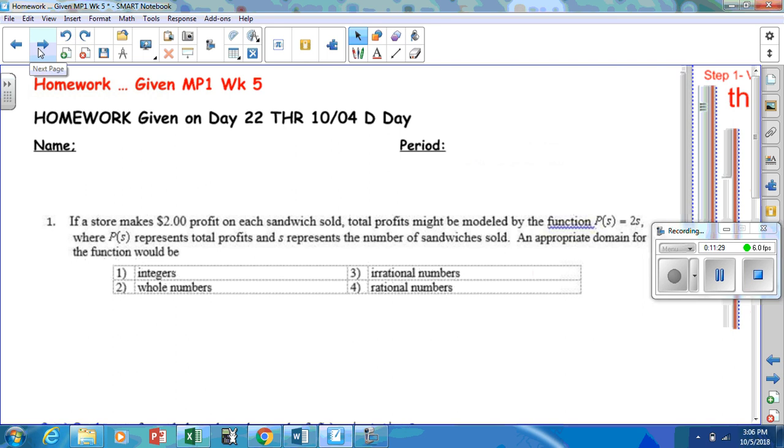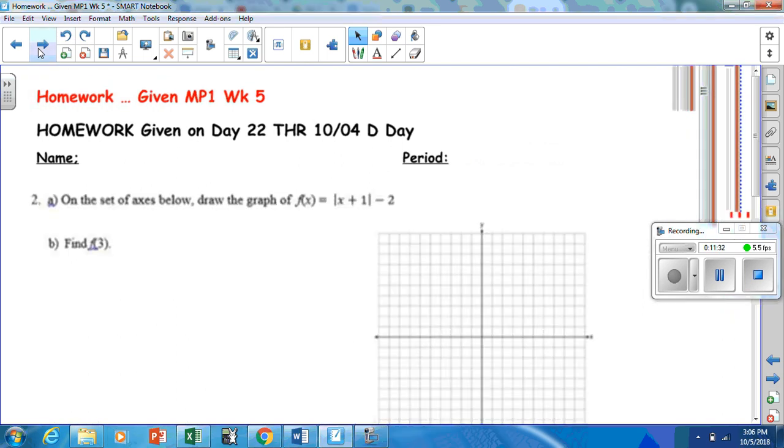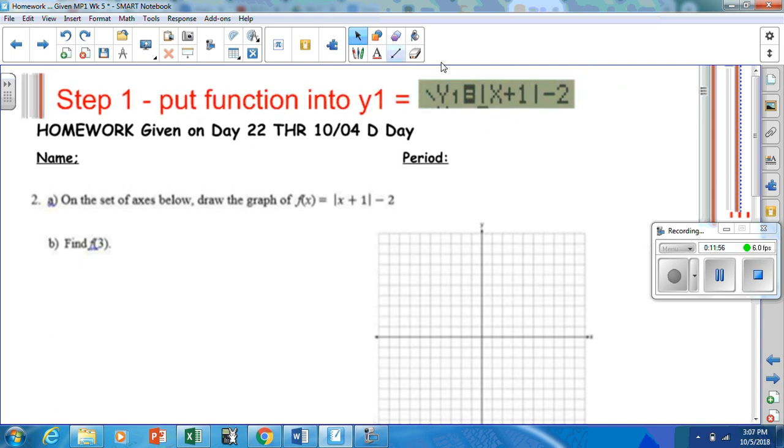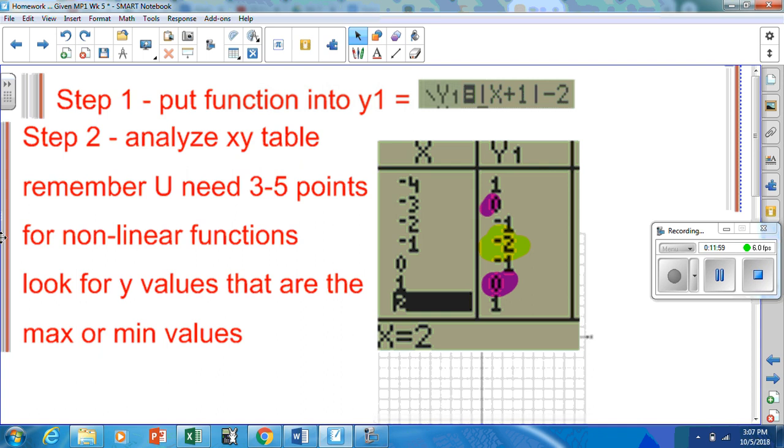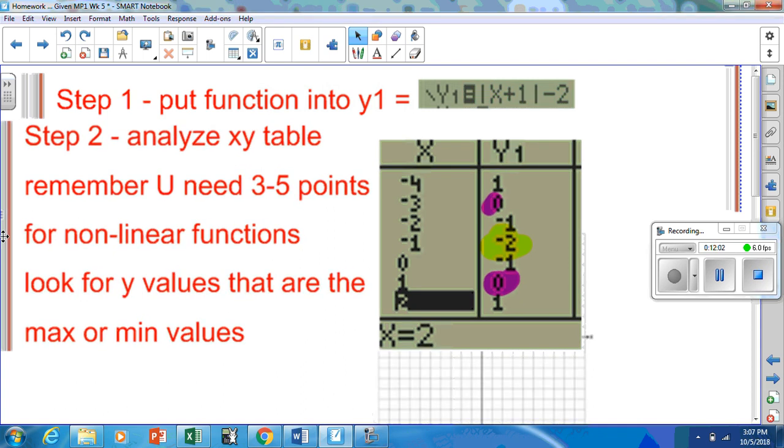Let's consider our next question. On a set of axes below, draw the graph f of x equals the absolute value of x plus 1 minus 2. Find the value of y when x is 3. What do we know? Well, first, we always got to go back to our y editor, plug this into our calculator: absolute value, x plus 1 minus 2.